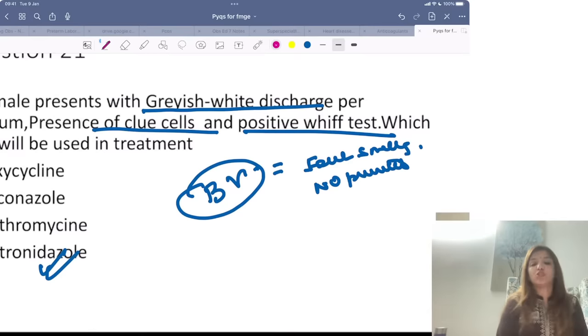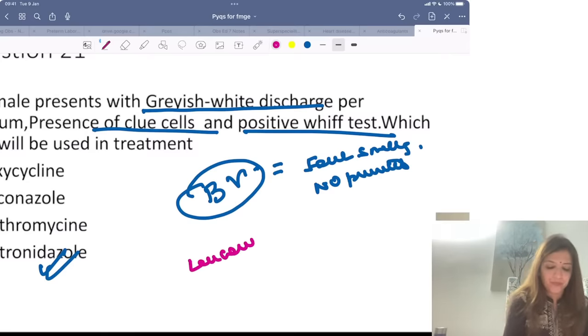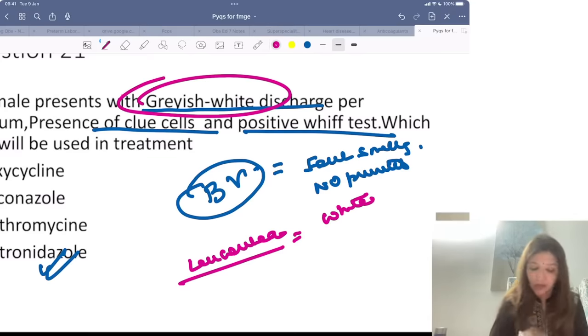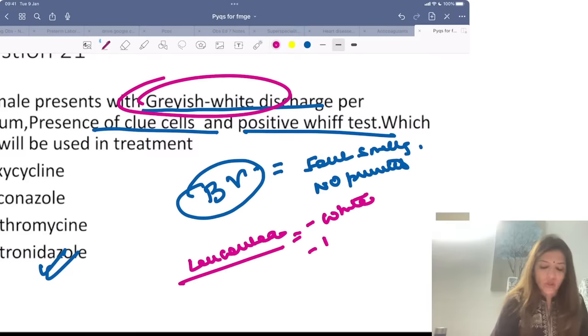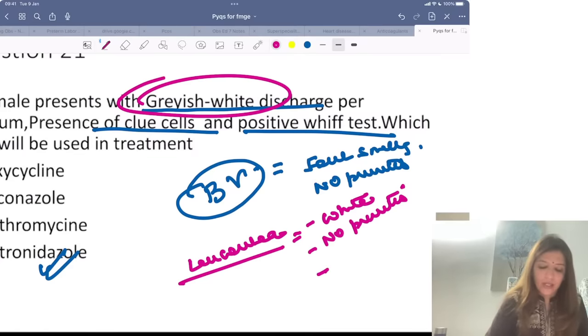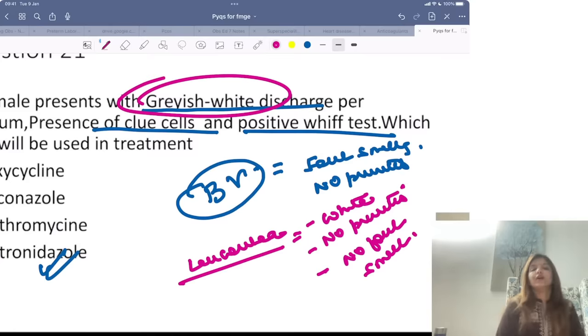Please remember that in case of bacterial vaginosis, you have a foul smelling discharge and there is no pruritus. Now, how do you distinguish bacterial vaginosis discharge from leucorrhea? In leucorrhea also, the discharge is white. Here also, the discharge is grayish white. Right? In leucorrhea also, there is no pruritus. There is no itching. But the difference is, in leucorrhea, there will be no foul smell. Whereas in bacterial vaginosis, you are going to get foul smell.